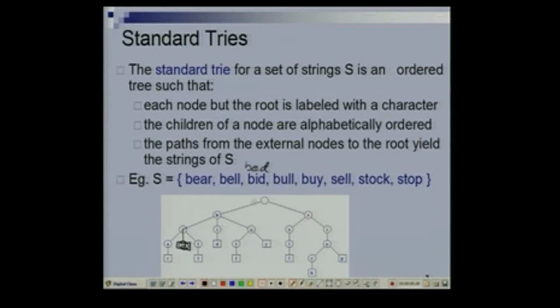Right? But if I had BEDS, then I would create one circular node and then a square node below. Right? I might have to create such a longer chain here. In any case, total time taken would be proportional to the length of the word.